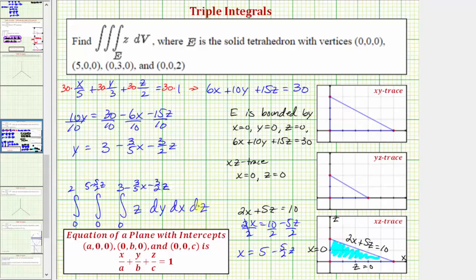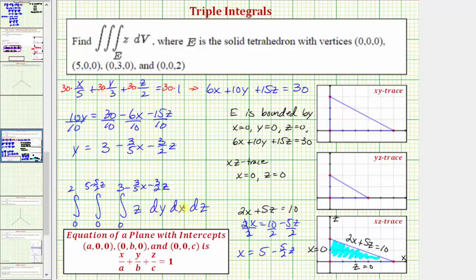So this is the first part of the question. We now have one possible order of integration as well as the corresponding limits of integration. Notice how here on the right I did include the xy trace as well as the yz trace, just in case we had selected a different order of integration. In the next video, we'll evaluate this triple integral. I hope you found this first part helpful.